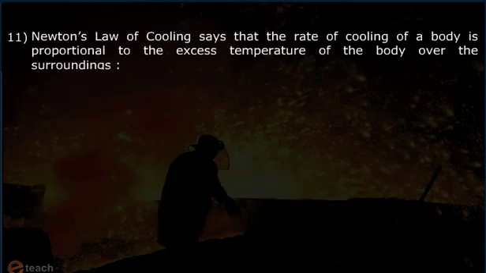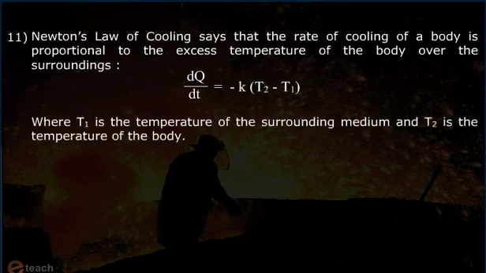Eleventh, Newton's law of cooling says that the rate of cooling of a body is proportional to the excess temperature of the body over the surroundings. dQ/dt = -K(T2 - T1), where T1 is the temperature of the surrounding medium and T2 is the temperature of the body.